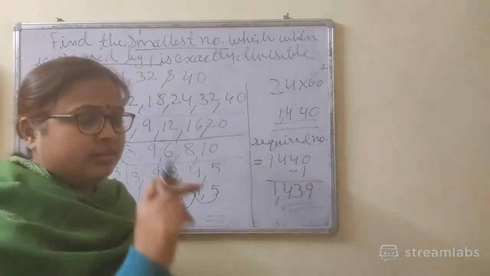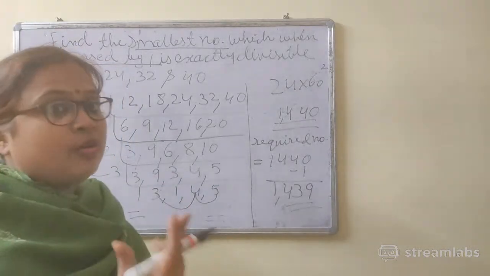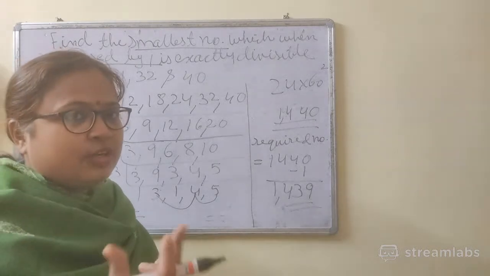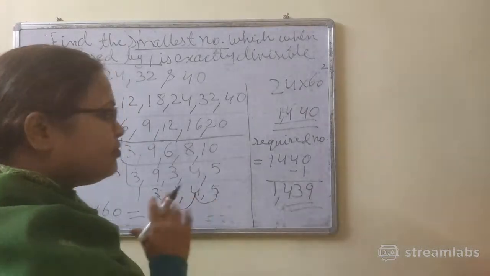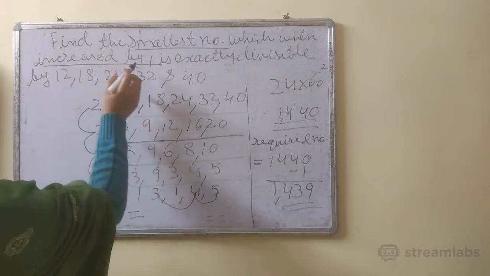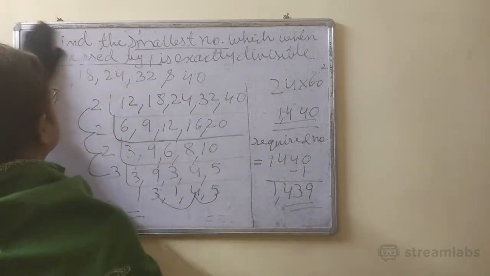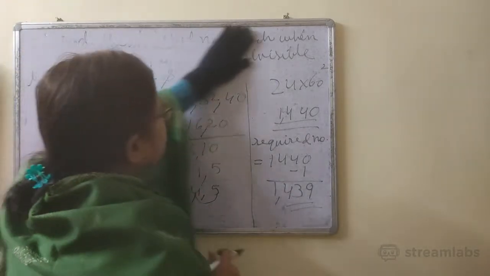Clear? Now again I am going to do the next question of different type. You must have got different type means yes. Now you will get it decreased by. Okay. So now let's do the next one.